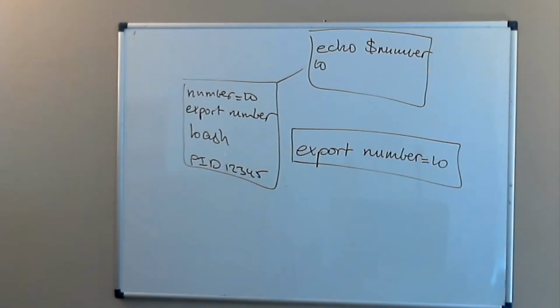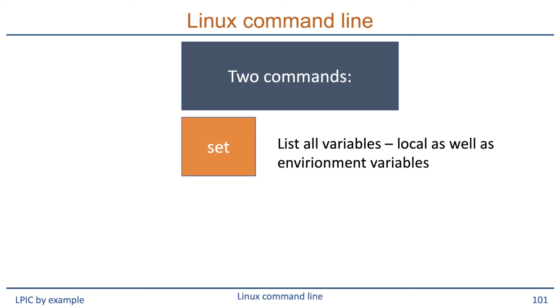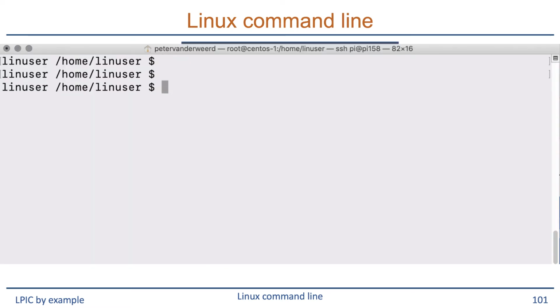With regards to this, there are two commands that are related here, the set command and the env command. The set command will list all variables, local and environment variables, and the env command will only list all exported or environment variables. A last example, we create a variable called zvar and give it the value 1.